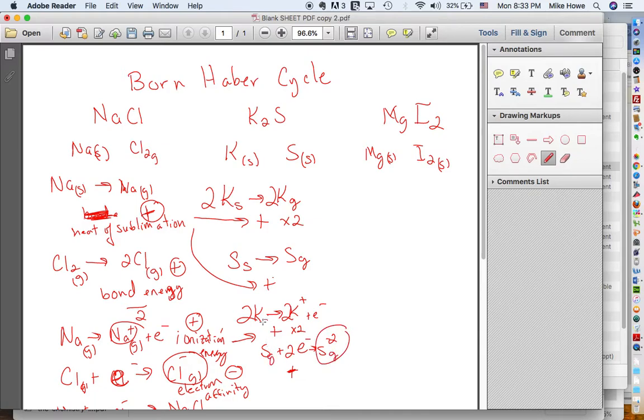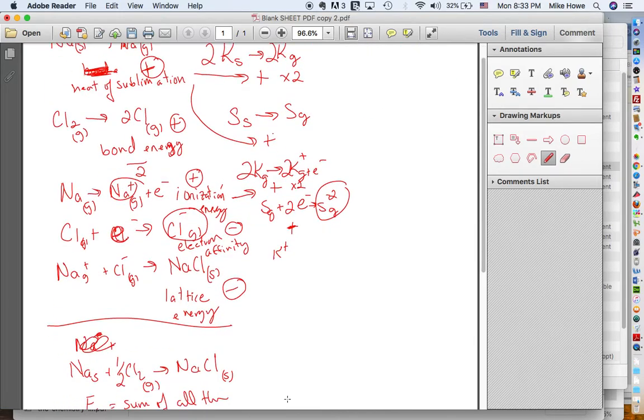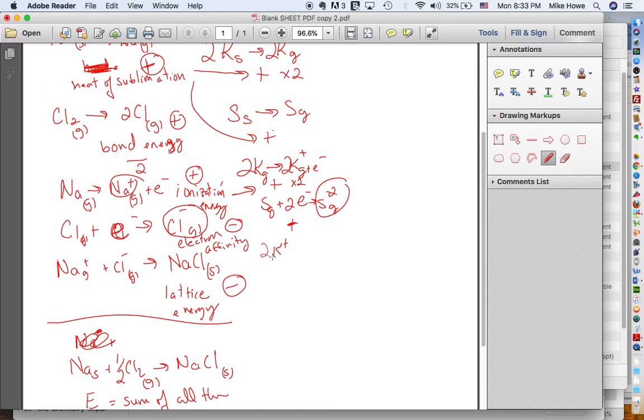These are all gases. And we have this +1 ion, the K plus. How many of those did we have? We had 2 of those, didn't we? Because we have 2 in the original compound. So 2 K pluses plus S -2 is going to yield K2S. And this is solid. That was gas, and that's gas. And that is called the lattice energy.